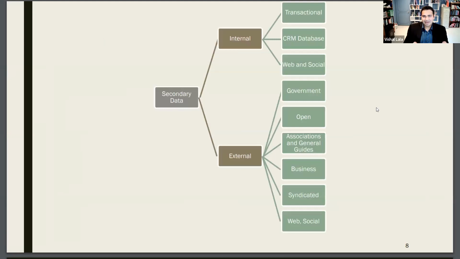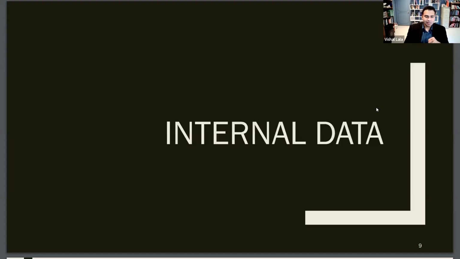Now, assuming all those pass muster, and after considering the benefits and the drawbacks, one has decided to use secondary data. Well, there are two kinds or categories of secondary data. One that's internal, the other that's external. Internal secondary data is one that is contained in a company's own databases and therefore considered to be internal data as opposed to external data.